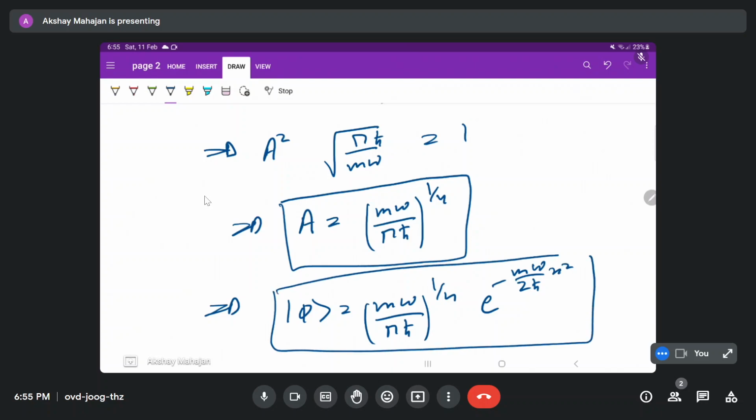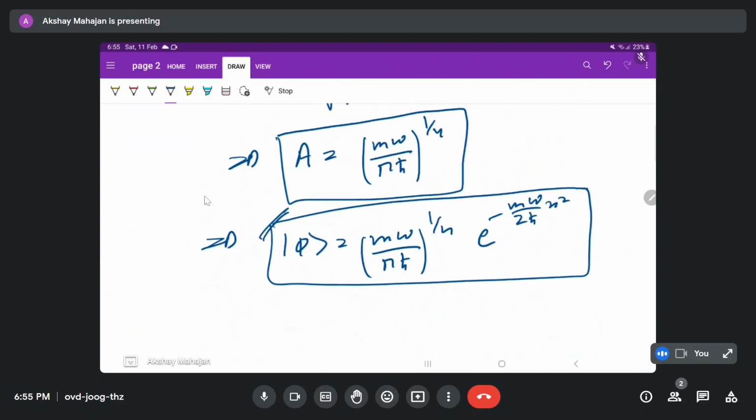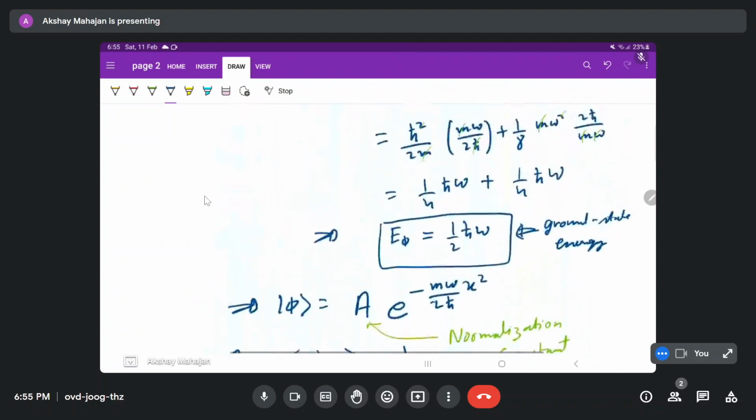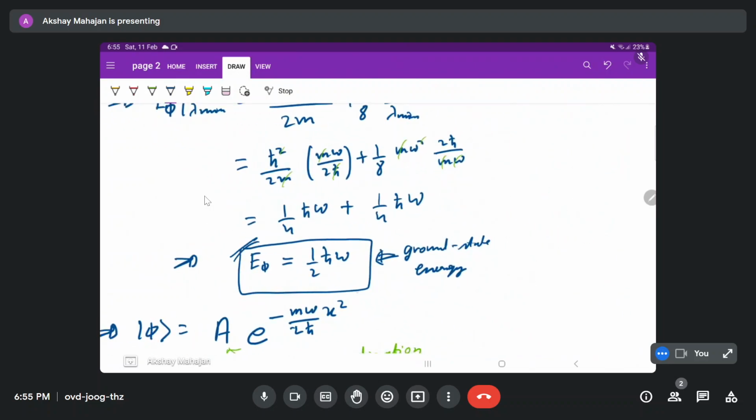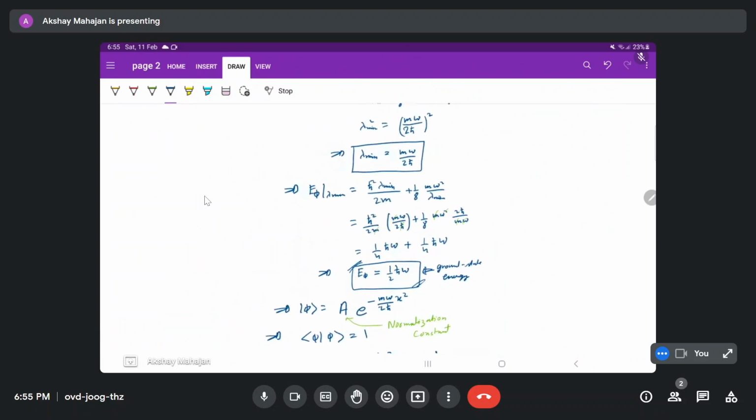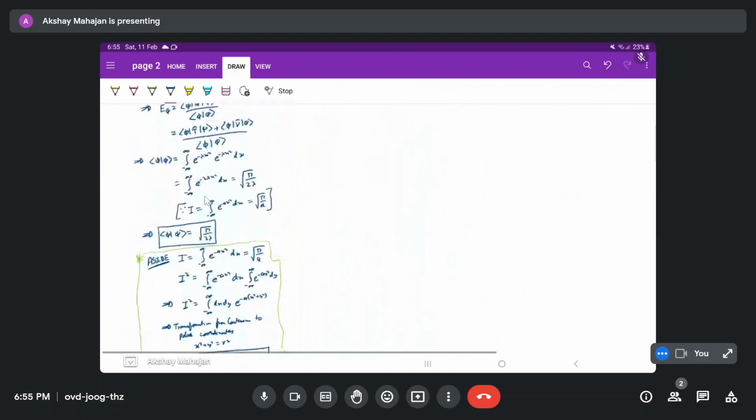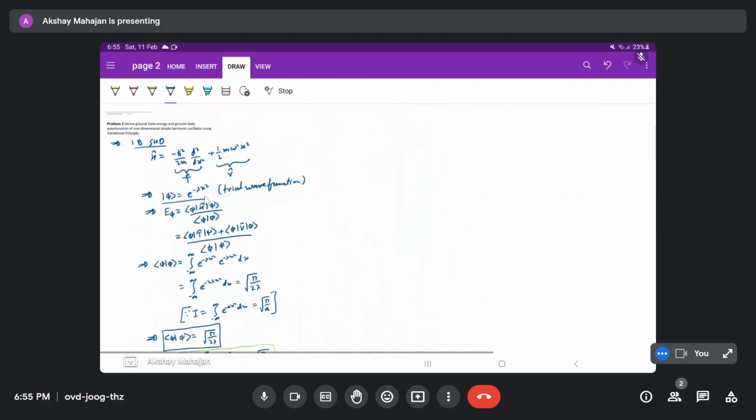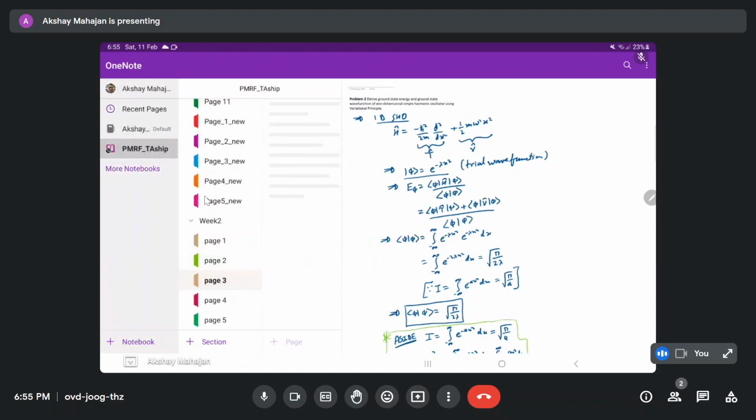So in this example, our wave function works because we obtained our exact ground state wave function. We got our exact ground state energy. This is how we have solved this problem. All right, let's go to another problem now.